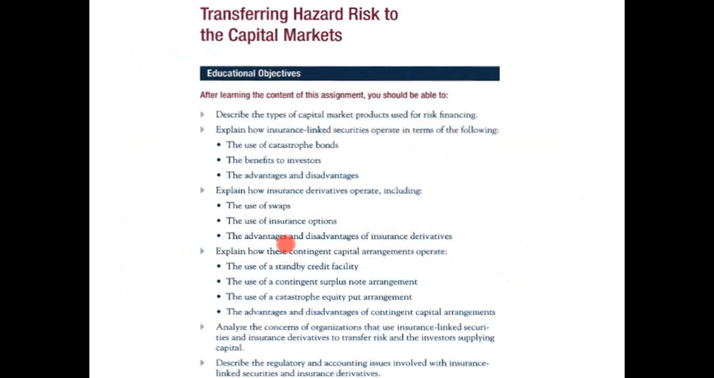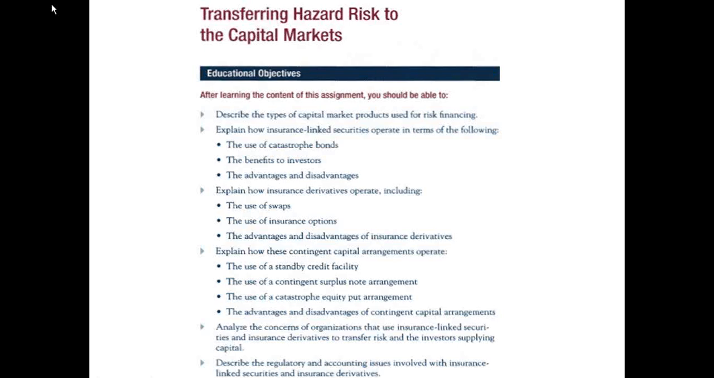So now moving to Chapter 10. This is probably the one that scares most people, just because of the capital markets and a lot of things that are talked about in here. So obviously we'll spend the most time on this piece. On the objectives for this one, a little bit longer list, but hopefully we'll try to keep it as simple as possible. So first we need to describe the types of capital market products that can be used for risk financing.